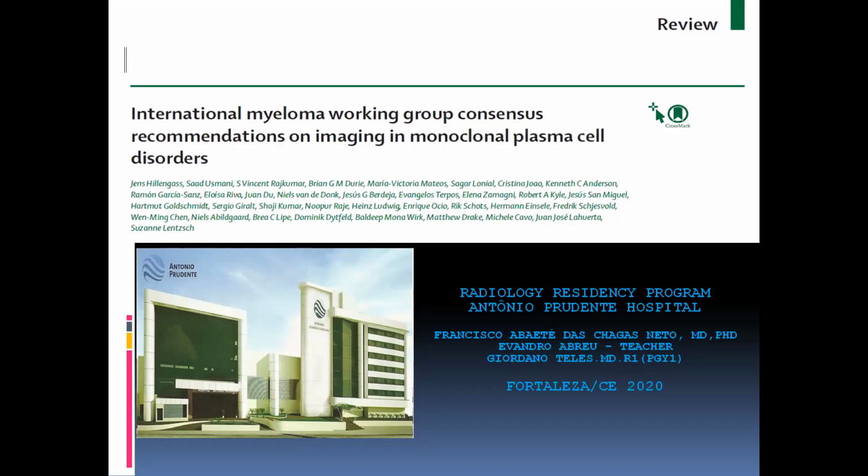Okay, thank you, Professor. Welcome, everyone. Our topic of discussion this afternoon is going to be this article. It was published in 2019, and it covers the International Myeloma Working Group consensus recommendations on imaging in monoclonal plasma cell disorders. All right, let's begin without further ado.